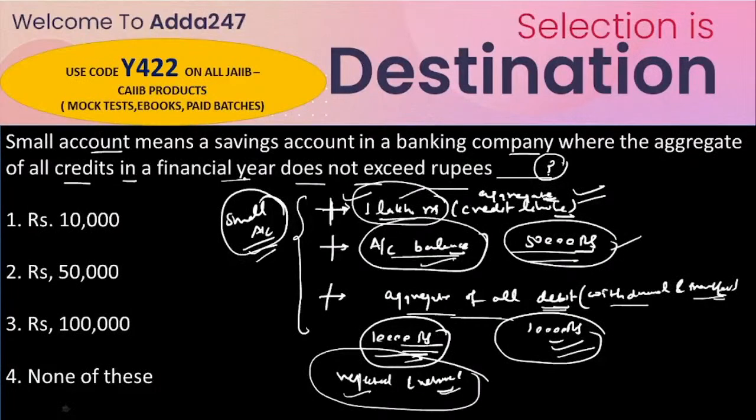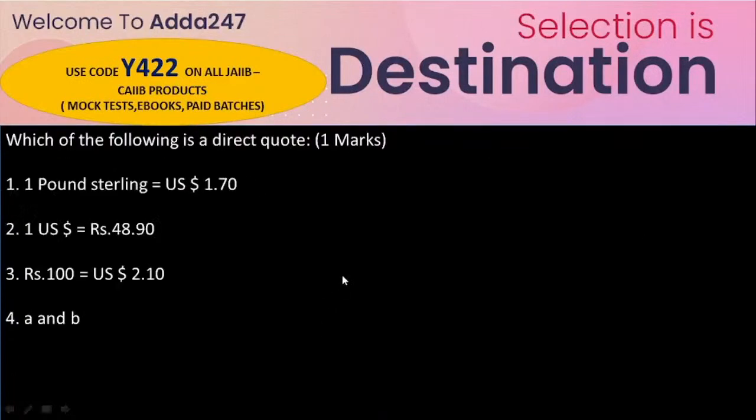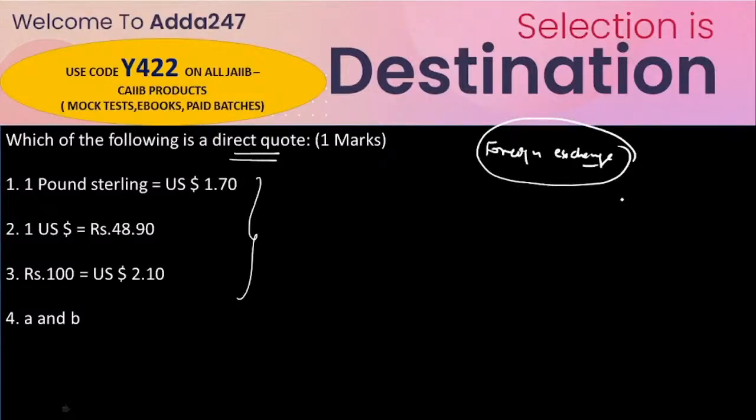Okay, so now understand another question related to foreign exchange arithmetic, where you have to tell which of the following is a direct quote. One question is related to direct and indirect quotes, and it will definitely be asked in the exam, so this is very important. In this chapter, what we learned is that foreign exchange is the trading of one currency for another.